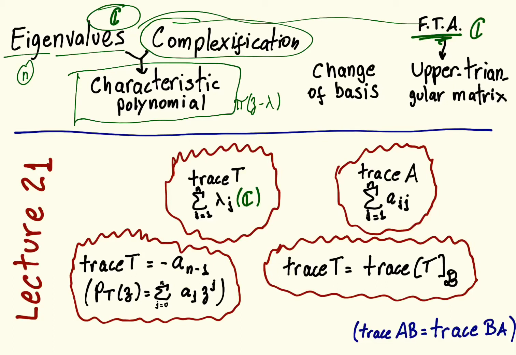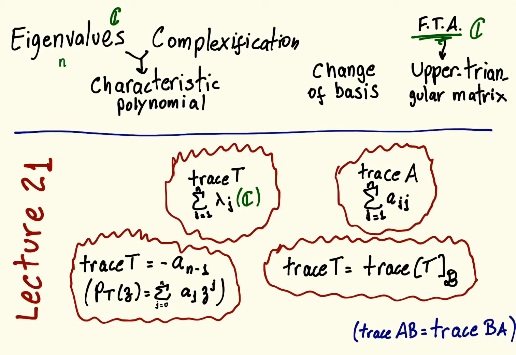Then another thing that we use and that we saw a long time ago, which also comes from the fundamental theorem of algebra, is that it's always possible to find a basis for a complex vector space such that your operator on that space, represented as a matrix with respect to that basis, is upper triangular.